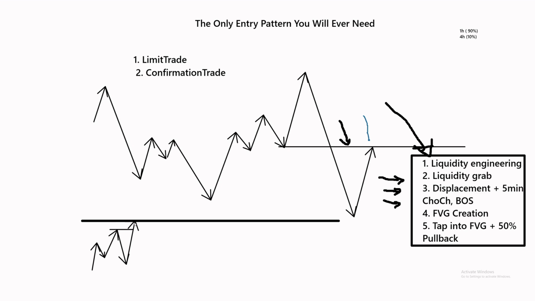Then you want to see displacement and break in market structure on the 5 minute, which you get over here. At that point, you want to see, and let's actually do this a little bit better, the fair value gap creation, which may unfold over here. You want to see the pullback into it, and you want to then go short at the 50% plus pullback into the fair value gap. Same pattern, just shown on a bearish example.